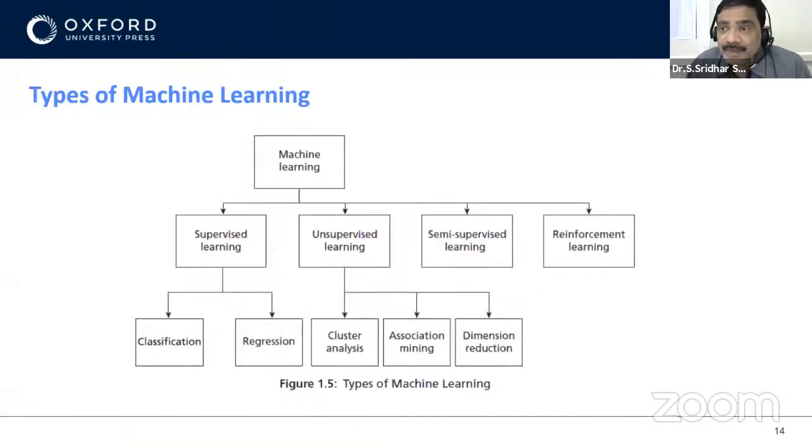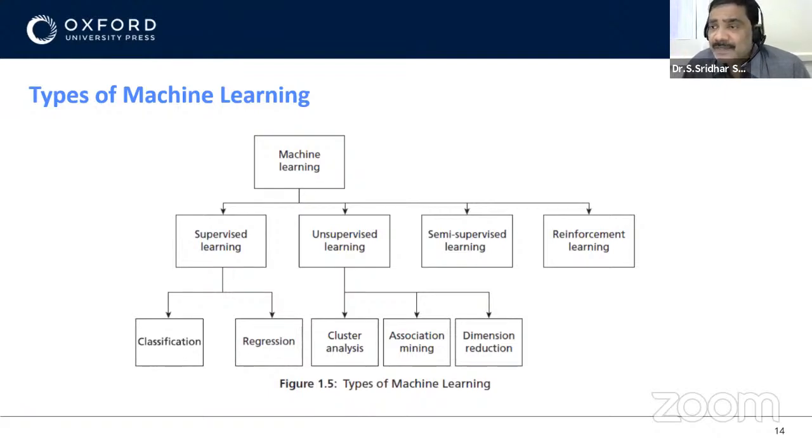Fine, coming to the technical part, the types of learning we are going to do as part of machine learning are these: supervised learning, unsupervised learning, semi-supervised, and reinforcement.